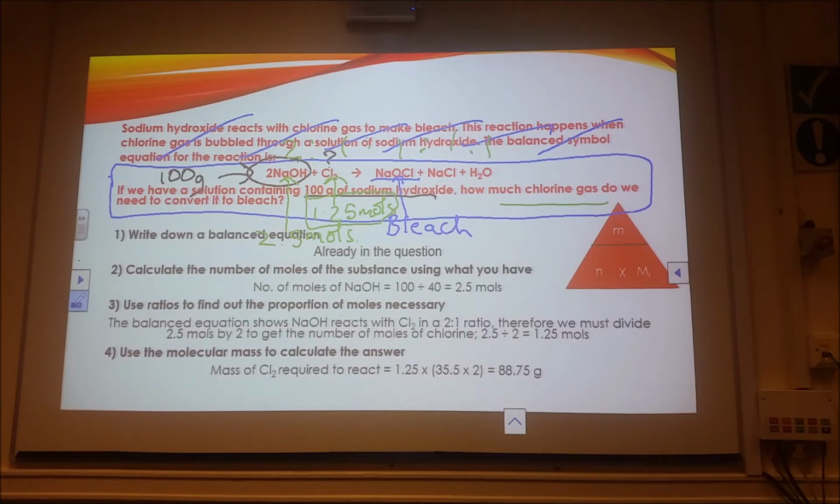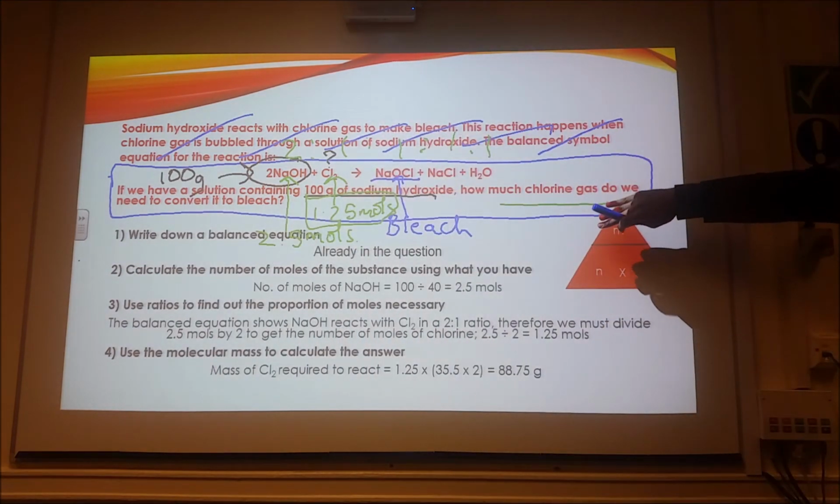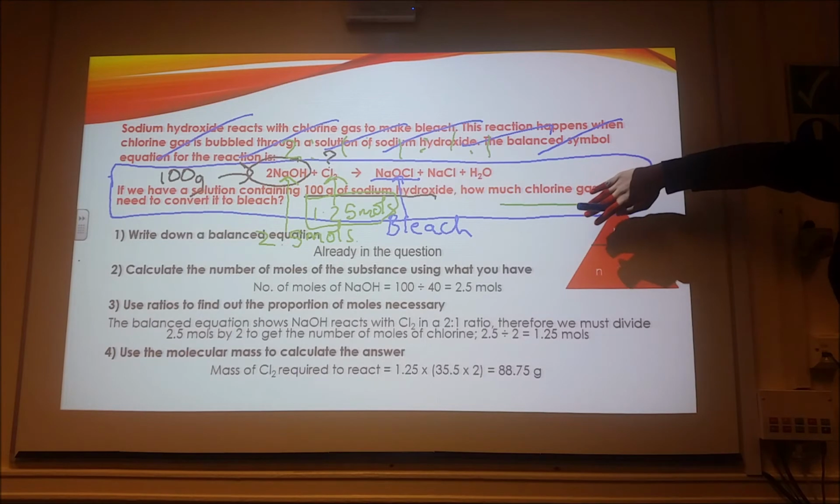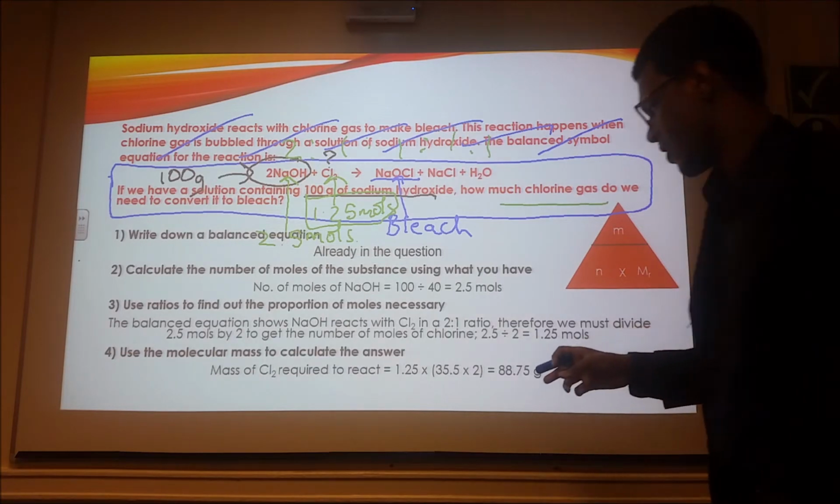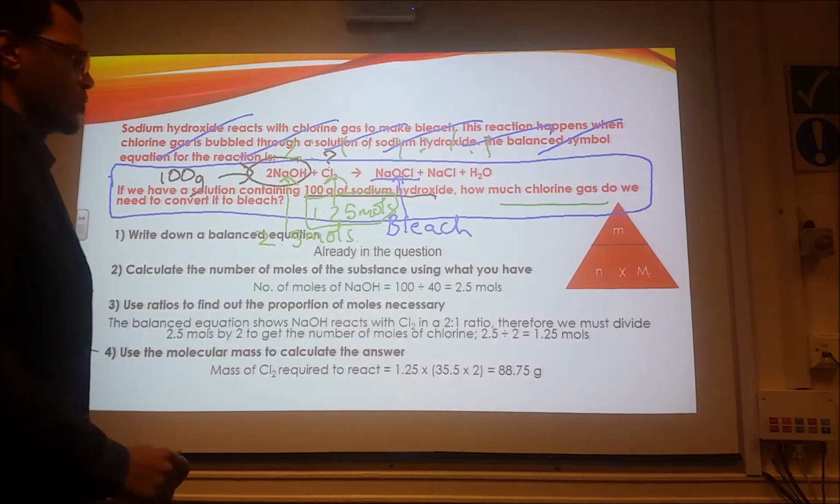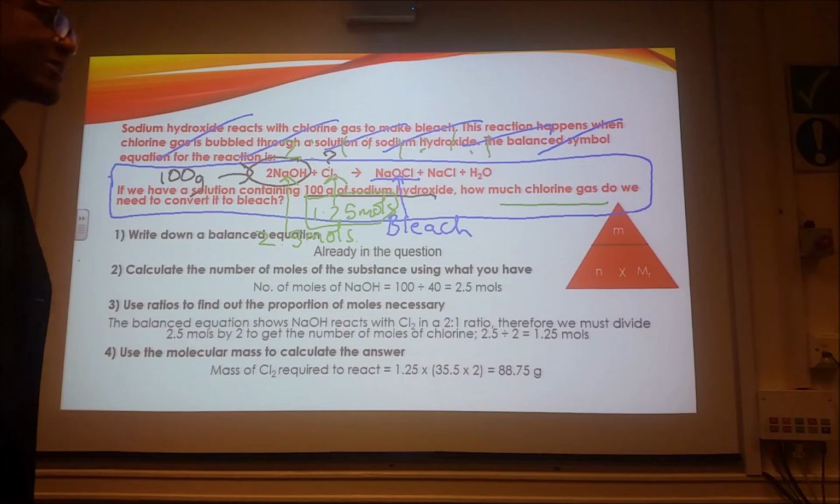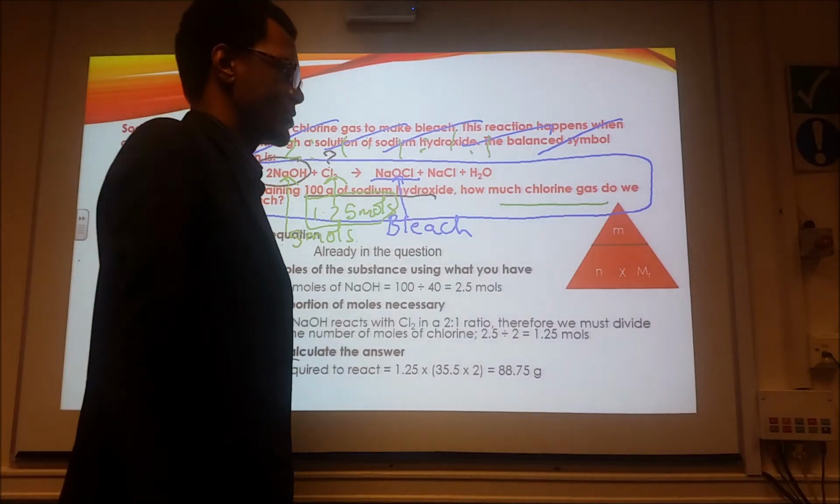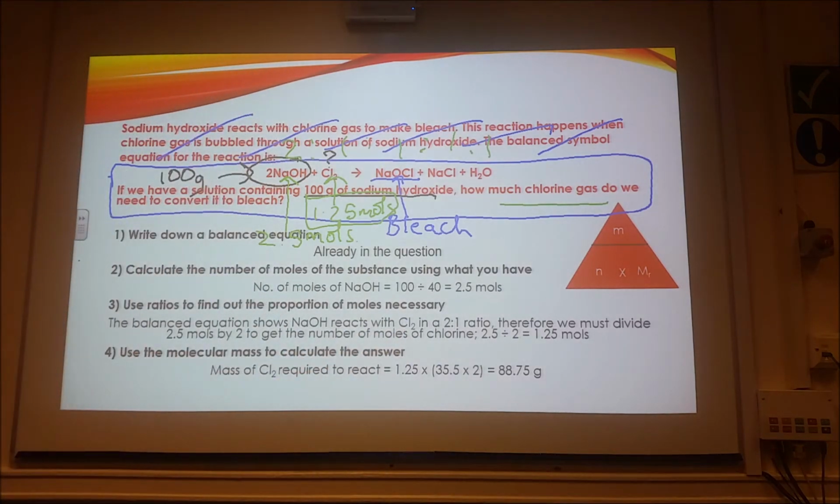So I do 1.25 multiplied by, because I'm using this formula triangle here to calculate the mass, I'm covering up the mass, so 1.25 multiplied by the molecular mass, which is 35.5 multiplied by 2 because it's Cl2, and that will give us 88.75 grams. Very important for you to know that M is always the mass in grams, okay? N is the number of moles, Mr is the relative molecular mass.